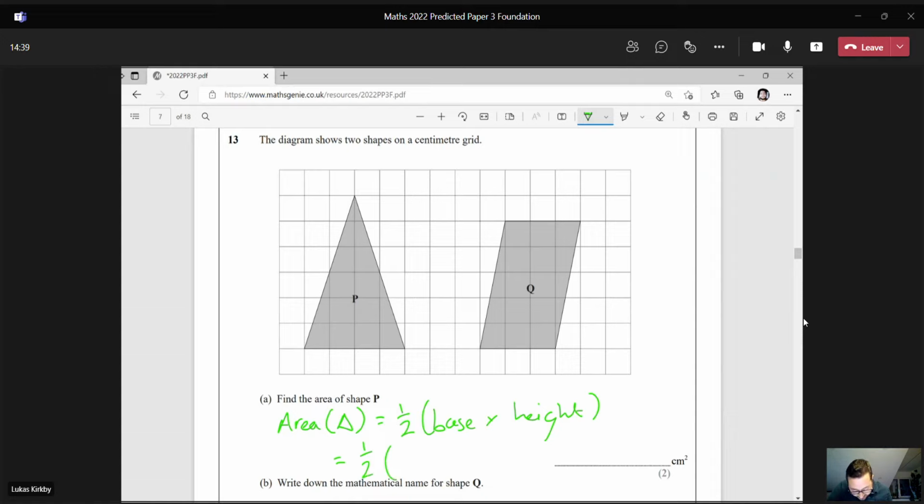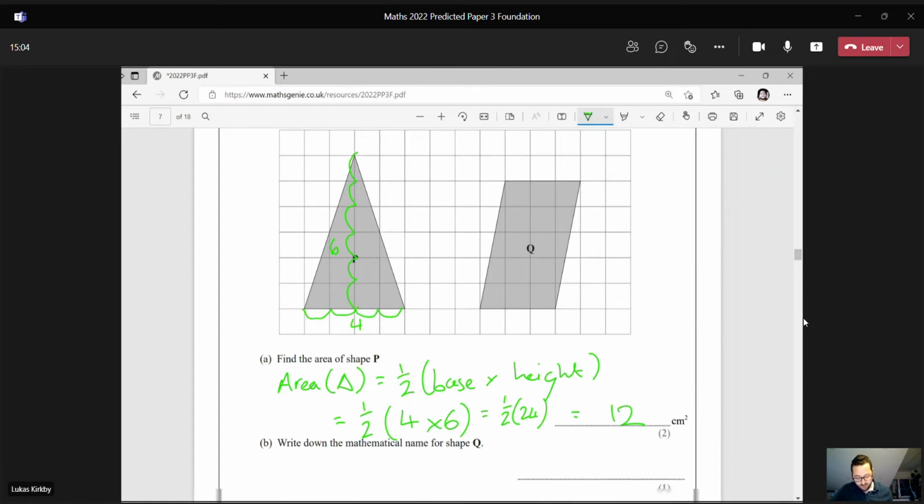So the base is, it's a centimetre grid, so that's 1, 2, 3, 4 for the base. The height is 1, 2, 3, 4, 5, 6. So let's write them there so it's a bit more obvious. So that's half of 4 times 6, which is 24, and half of 24 is 12. Lovely.